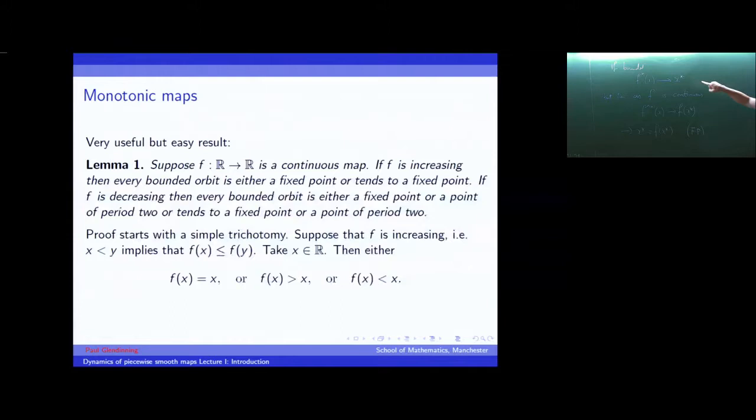So it's bounded, tends to a limit, f is continuous, fn plus 1 tends to f of x star, and you've got exactly the same argument. So in the increasing case, the only thing that you can have that's bounded is that things tend to fixed points.